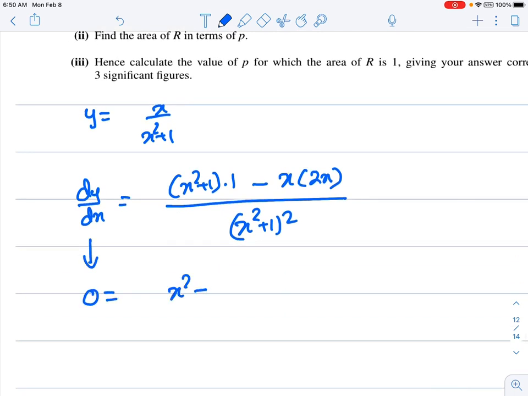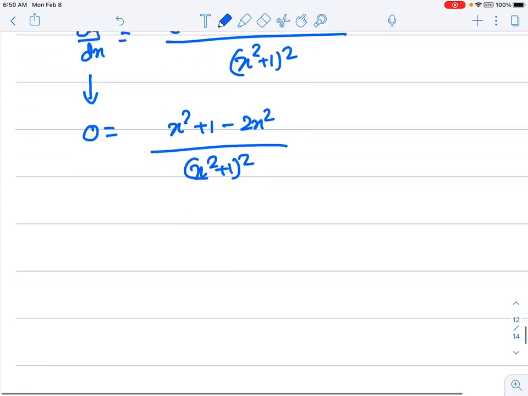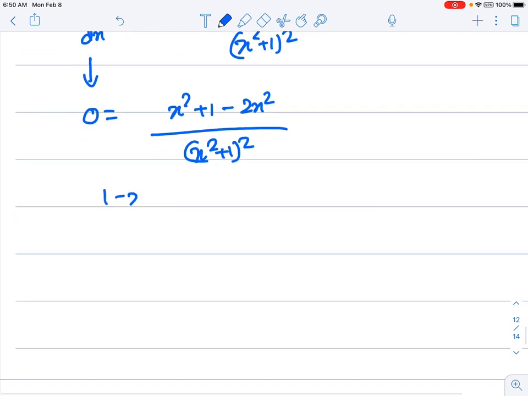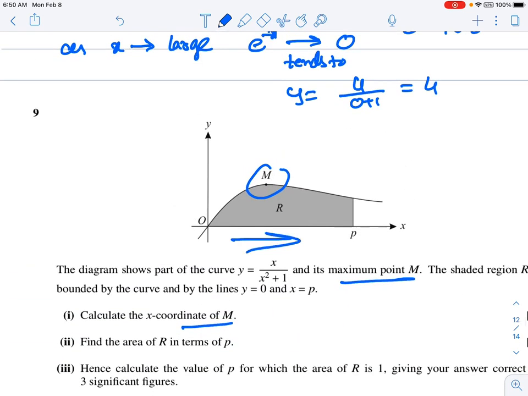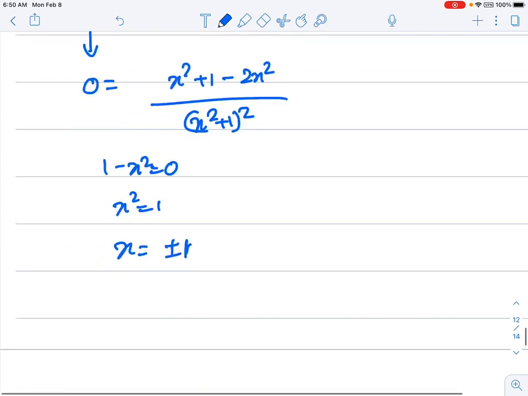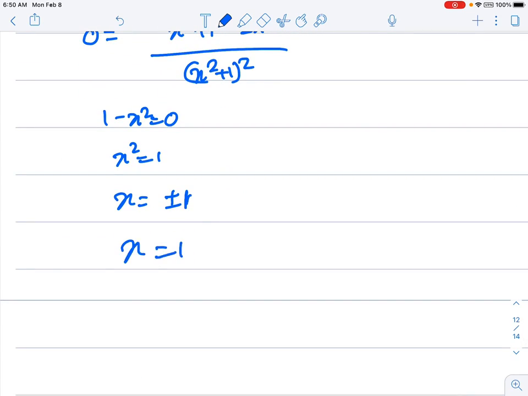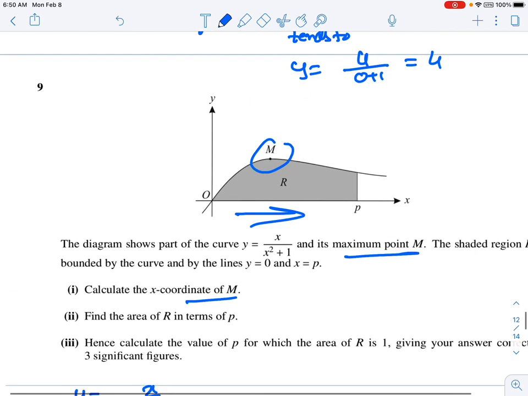So equate x square plus 1 minus 2x square upon x square plus 1 whole square. So it becomes 1 minus x square is equal to 0. So x square is equal to 1, x is equal to plus or minus 1. But because x is a positive value, minus 1 is rejected. So I will be getting x is equal to 1. This is the final answer.